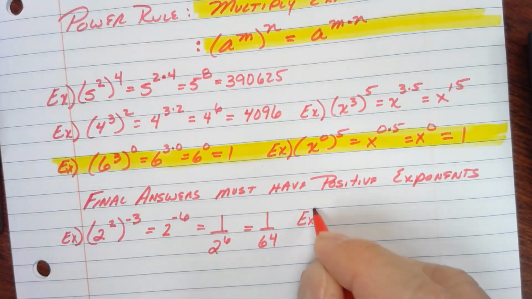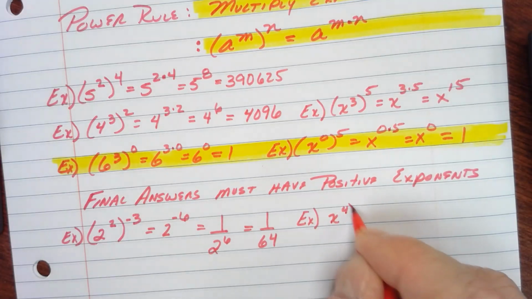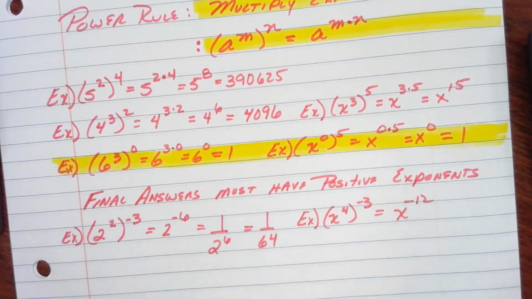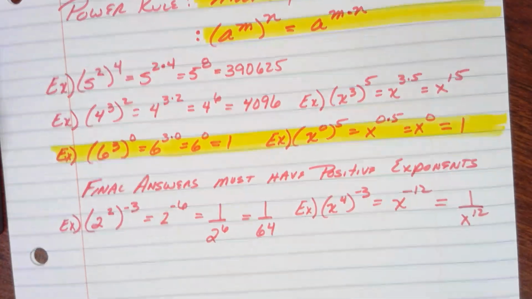Similarly, if I have x to the 4th raised to the negative 3 power, this is going to be x to the negative 12th. I want this written as 1 over x to the positive 12th.